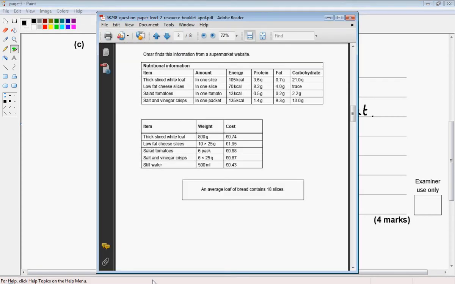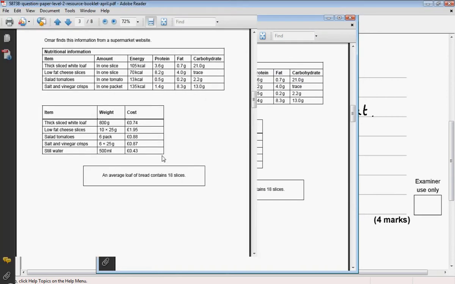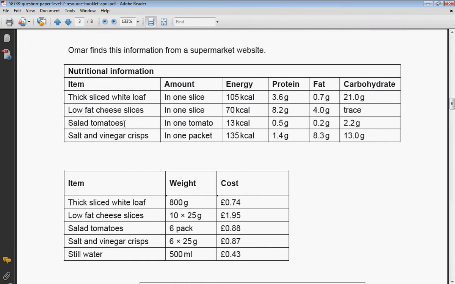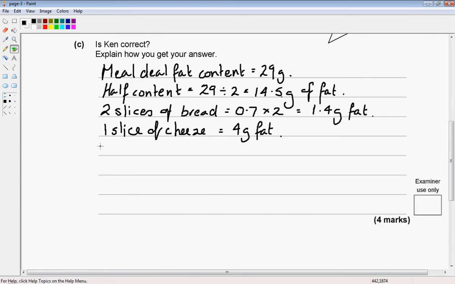Now, surprisingly, salad tomatoes, so in 1 tomato, so we assume he uses 1 tomato, there's 0.2 grams of fat. So his tomato is 0.2 grams of fat. Who would have thought? Tomato.